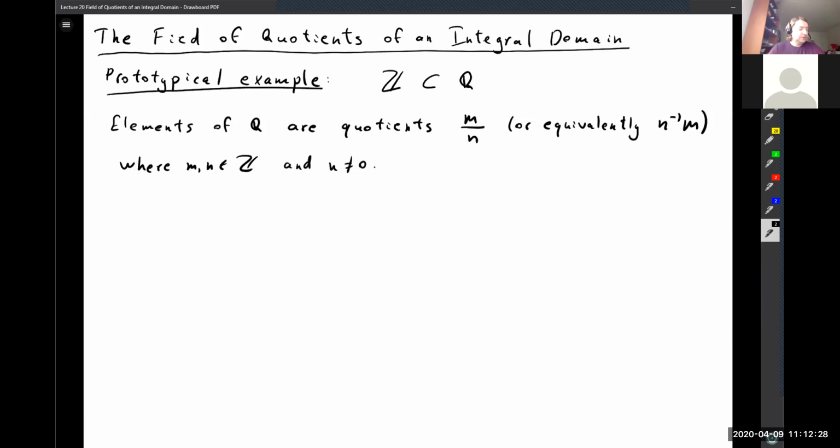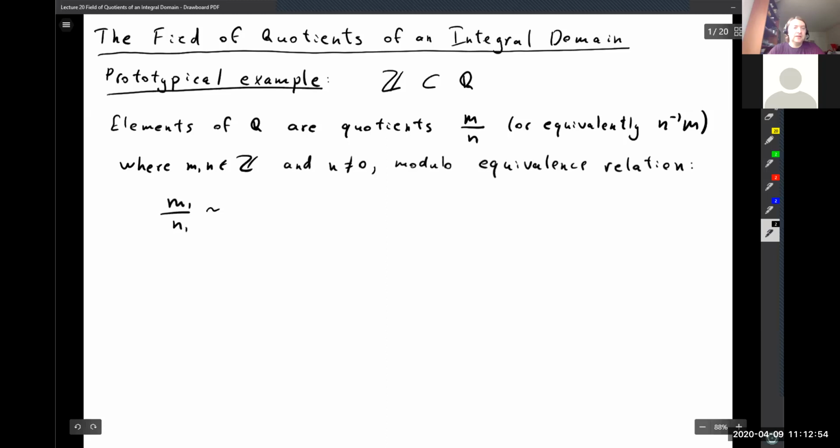Okay, so the two quotients are equivalent. So elements of Q are quotients, modulo an equivalence relation, which basically tells us that the quotient m1 over n1 is equivalent to the quotient m2 over n2 if and only if the product m1 n2 equals the product m2 n1, right?